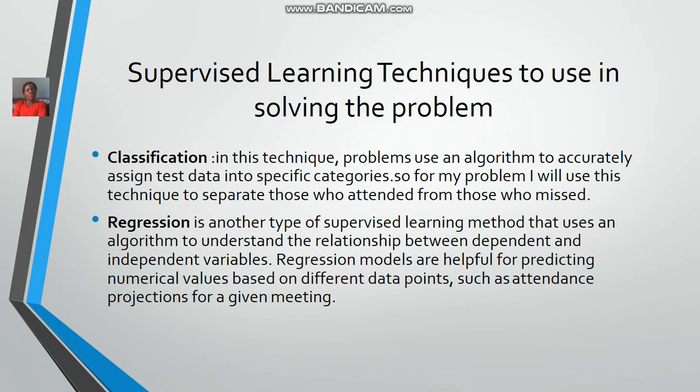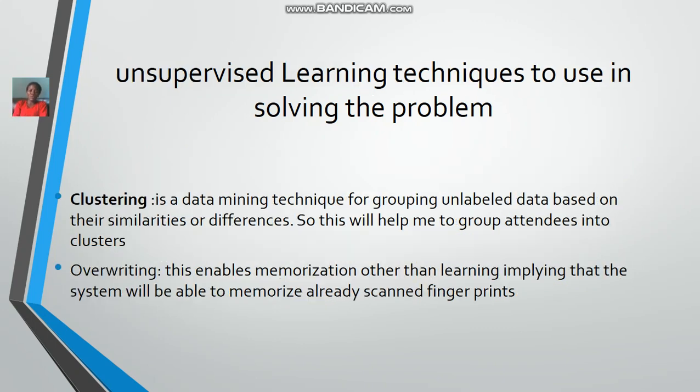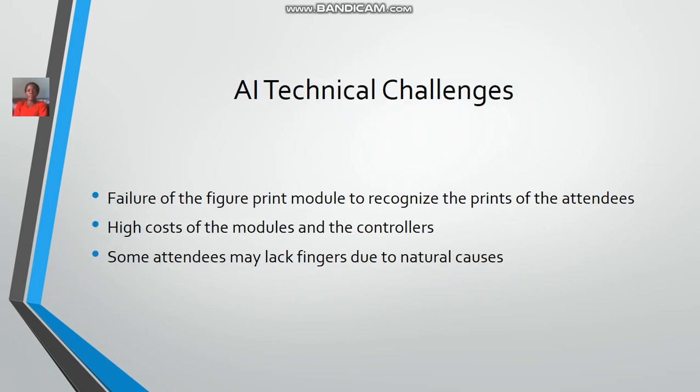Then for supervised learning, I took the classification and regression techniques to be used, where in classification we assign groups or classes to data of the same category. So we assign them just groups, like those who have attended and those who have missed, for my case. Then we also use regression. For unsupervised learning, I use techniques like clustering and overwriting.